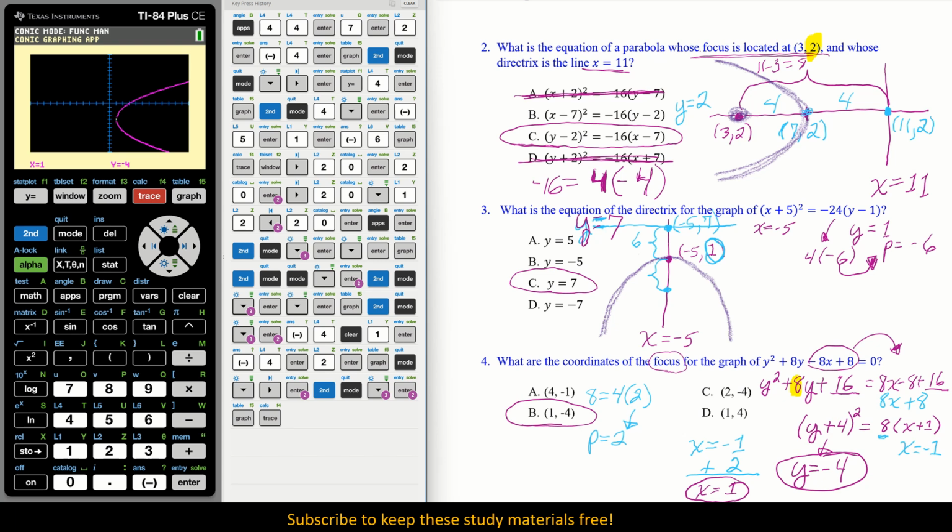at our vertex, but wait a minute, 1, -4. That's our vertex. That's not our focus. Oh no, we are wrong. Ooh. So what would that be?